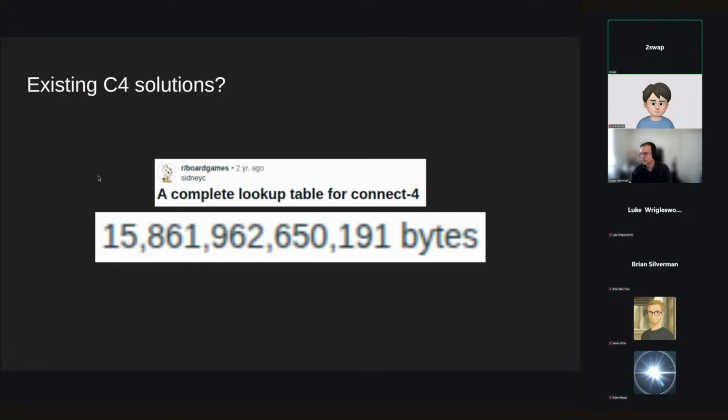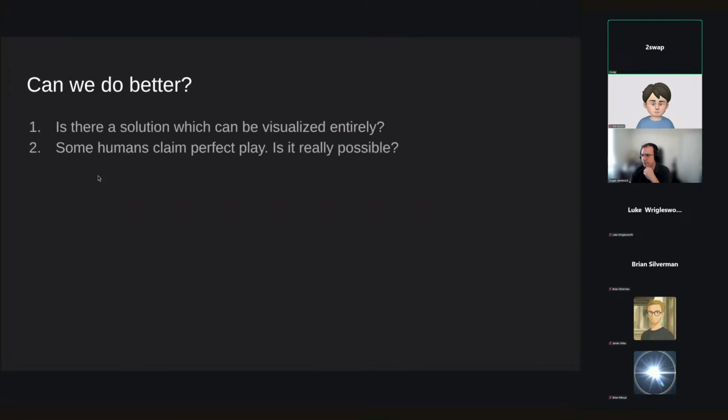But in general, we don't get a sense of the structure of this solution. We can't see what the variations look like. There's no visual way to intuit what's going on under the hood. So that was my goal: can we make a weak solution to Connect 4 that is perhaps human memorizable, perhaps something that we can visualize entirely? And I'll just go ahead and spoil the answer up front.